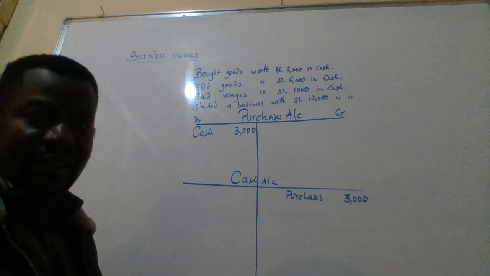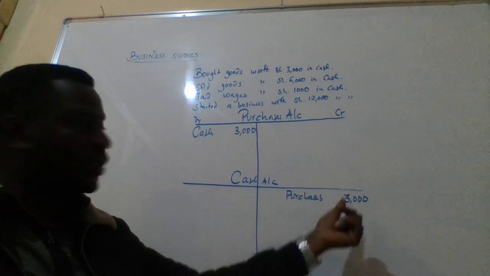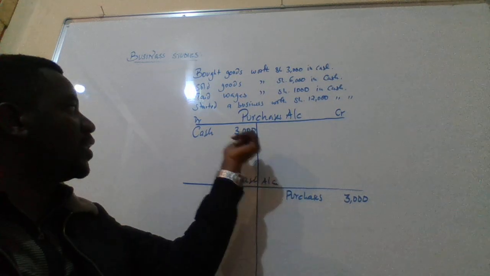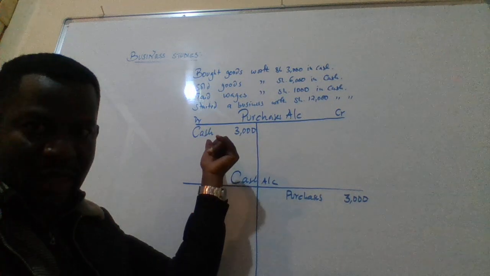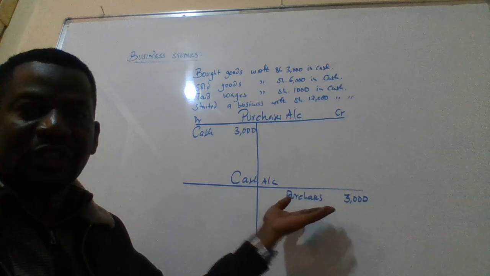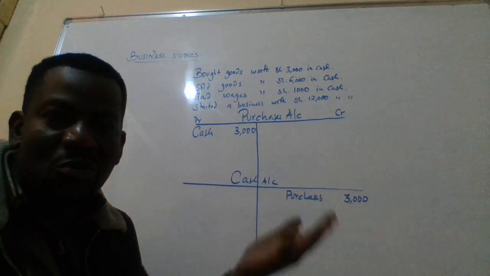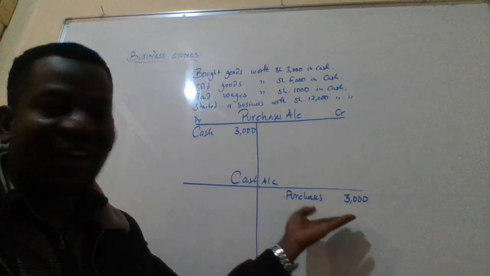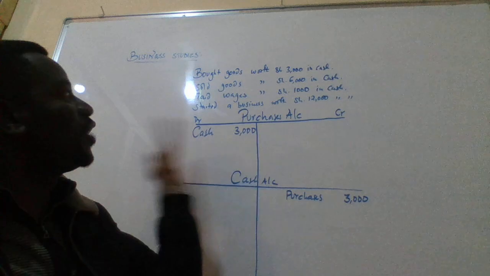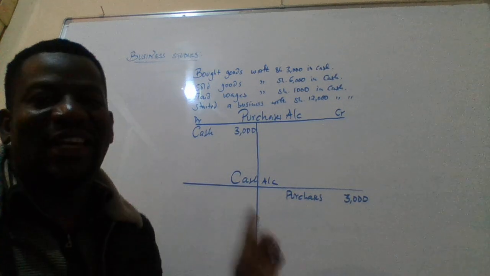You see, this is the rule of double entry. One account decreases, so we credit. The other account increases, so we debit. You have used cash, it has decreased, so reduce cash. In fact, you start with the one that you understand. I have used cash to buy goods, reduce. Then goods, increase.